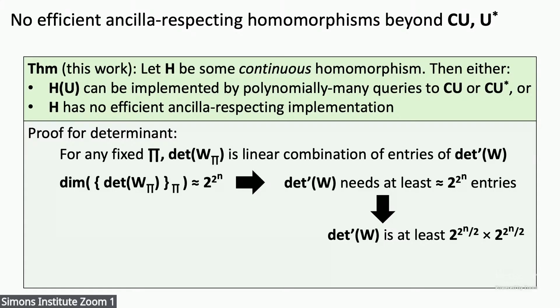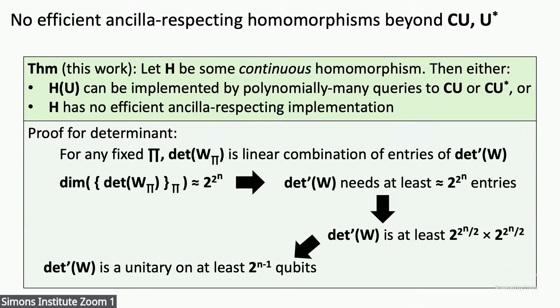There's a minus over 2 in the exponent, fine. Its dimensions need to be 2 to the 2 to the n over 2 by 2 to the n over 2. And basically what that means is, if you talk about it in qubits, the det prime of W unitary has to be a unitary on 2 to the n minus 1 qubits. But that's exponential, so I have no hope of even implementing this, just because it's an exponential number of qubits.